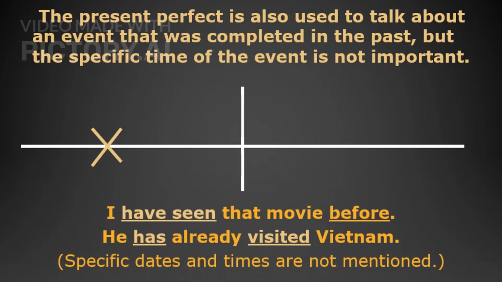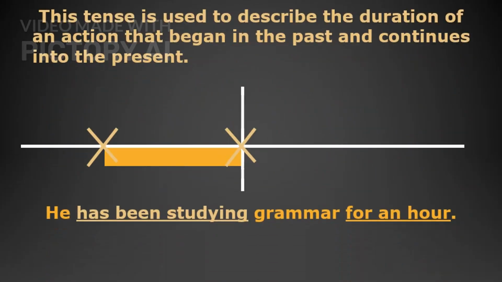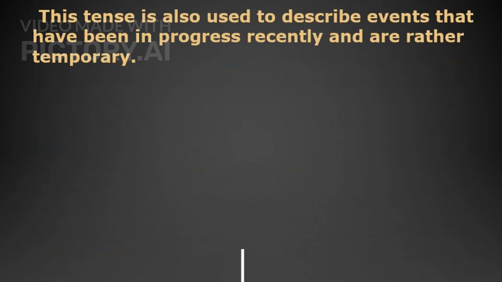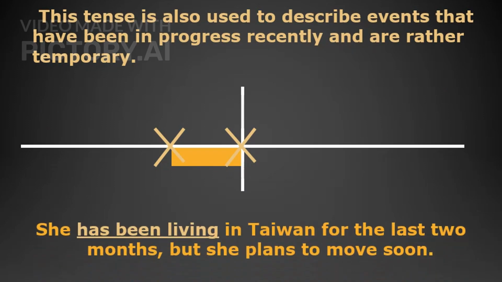The present perfect continuous is used to describe the duration of actions that began in the past and continue into the present, like, he has been studying grammar for an hour. This tense describes events that have been in progress recently and are temporary, such as, she has been living in Taiwan for the last 2 months.